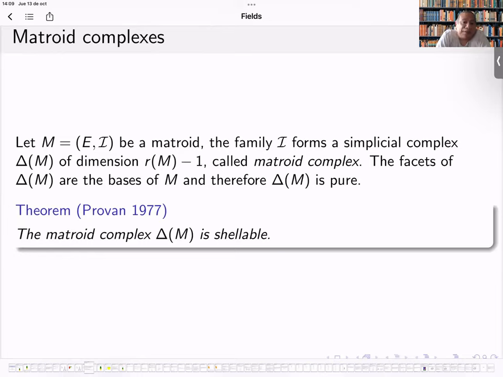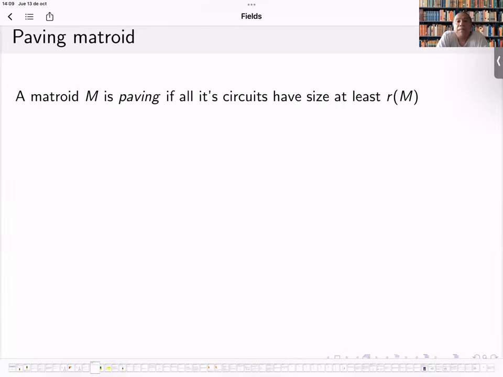Just to be precise, once you have a matroid, you get a simplicial complex that I'm going to call the matroid complex. It will be of dimension the rank of the matroid minus one. It will be pure, all the faces will have size the rank of the matroid. And it was proved in 1977 that this matroid complex is actually shellable. And the shelling is just ordering the bases, because the bases will be the facets of the simplicial complex. We will be ordering the bases lexicographically. So these matroid complexes are always shellable.